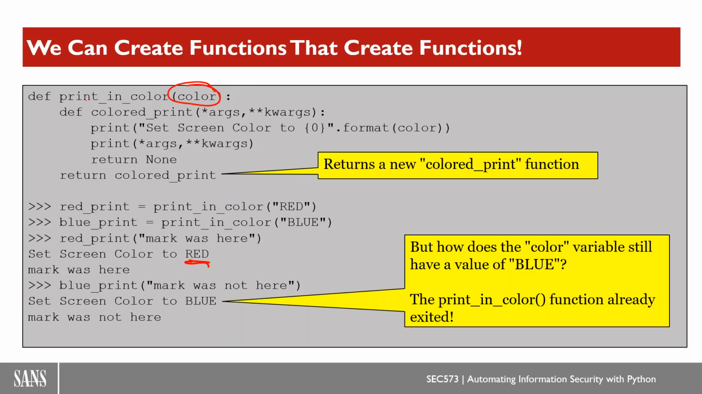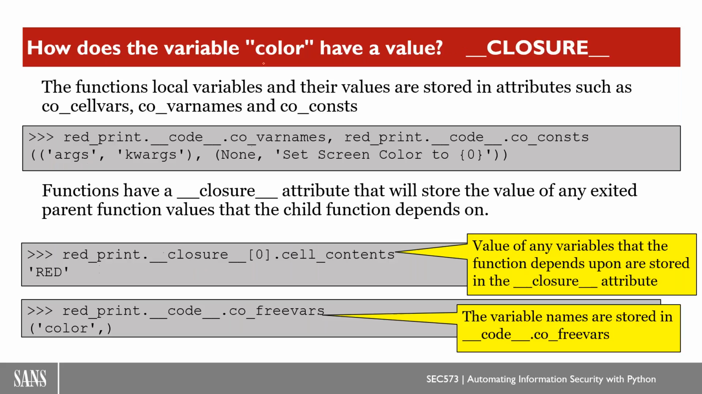Because here we called print in color, it executed, and it returned back this function. And print in color is done executing, which means this color variable that was associated with print in color has gone away. It's no longer in memory inside of Python. So how is it that when we call blueprint or red print and it prints the variable color here, it actually knows the value that's associated with that color to be able to print the colors in red or the colors in blue? Well, those things are stored in what's called Python's closure.